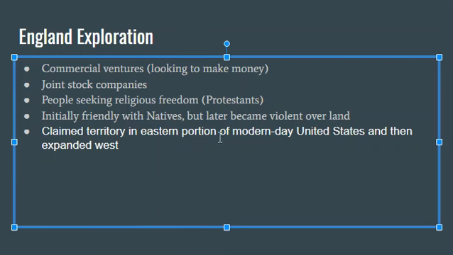And they were initially friendly with Native Americans, but they became violent later, mainly over land, because the English wanted lots of the land that the Native Americans had. They claimed territory in the eastern portion of modern-day United States and then expanded west. So that's the 13 colonies that we've already talked a little bit about.